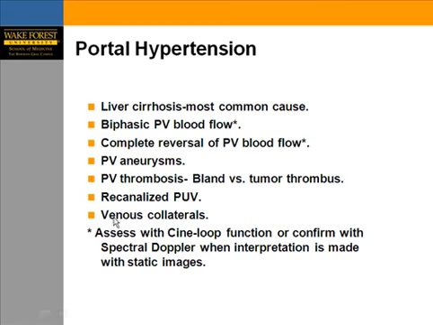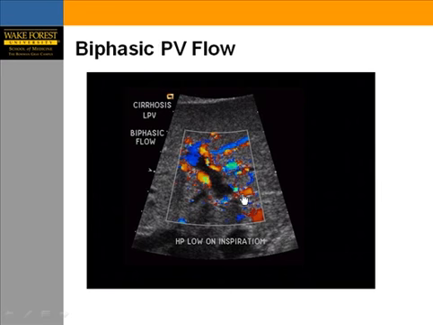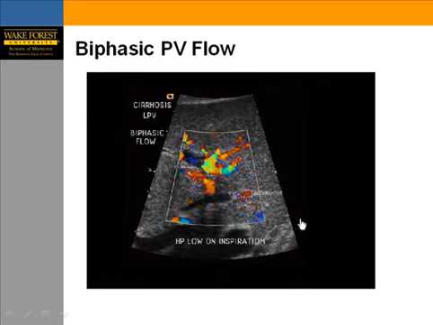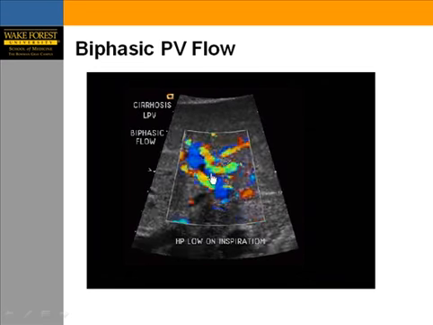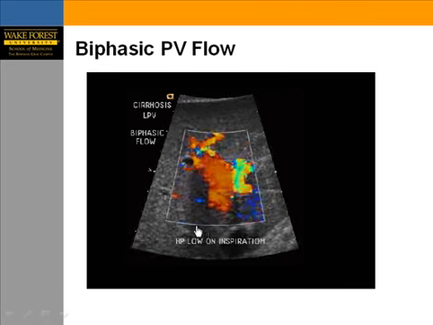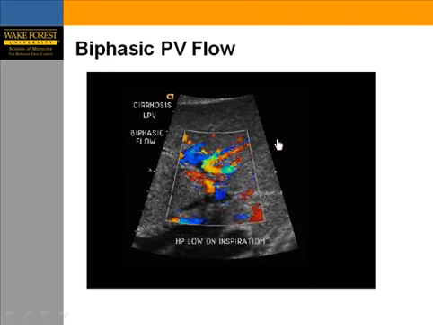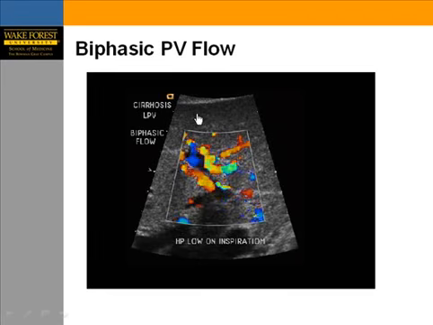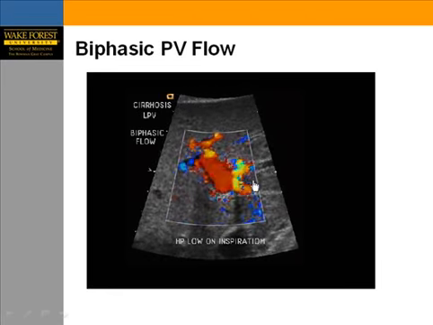Now remember, if you want to do this, it's a good idea to use the cine loop function, or you need to confirm the change in flow with spectral Doppler, if you interpret your imaging using just static images. Let's look at this example. This video clip demonstrates biphasic blood flow in the portal vein. This indicates the presence of portal hypertension. This patient is cirrhotic.